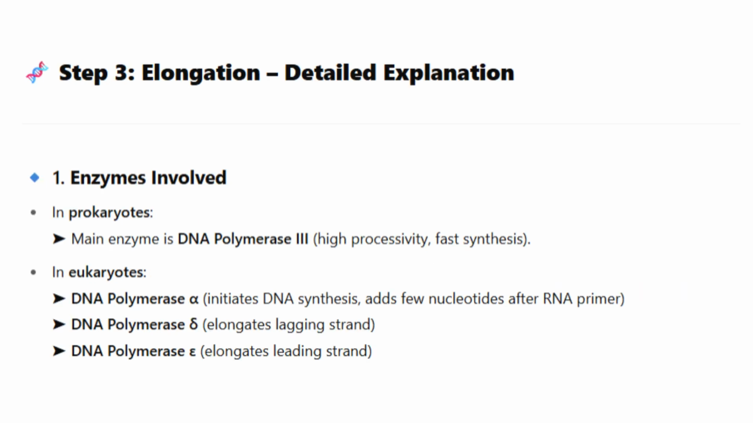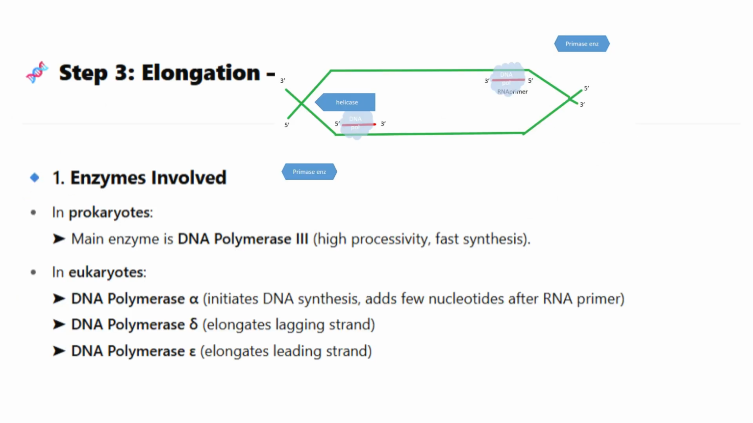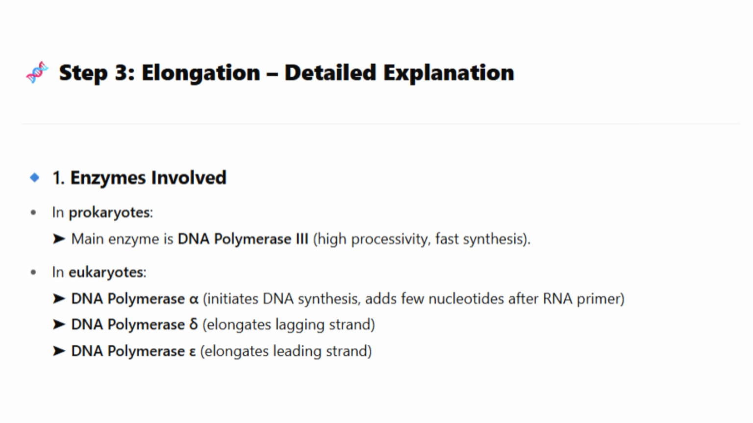Step 3. Elongation. Detailed explanation. 1. Enzymes involved. In prokaryotes, the main enzyme is DNA polymerase III, with high processivity and fast synthesis. In eukaryotes, DNA polymerase alpha initiates DNA synthesis, adding a few nucleotides after the RNA primer. DNA polymerase delta elongates the lagging strand. DNA polymerase epsilon elongates the leading strand.